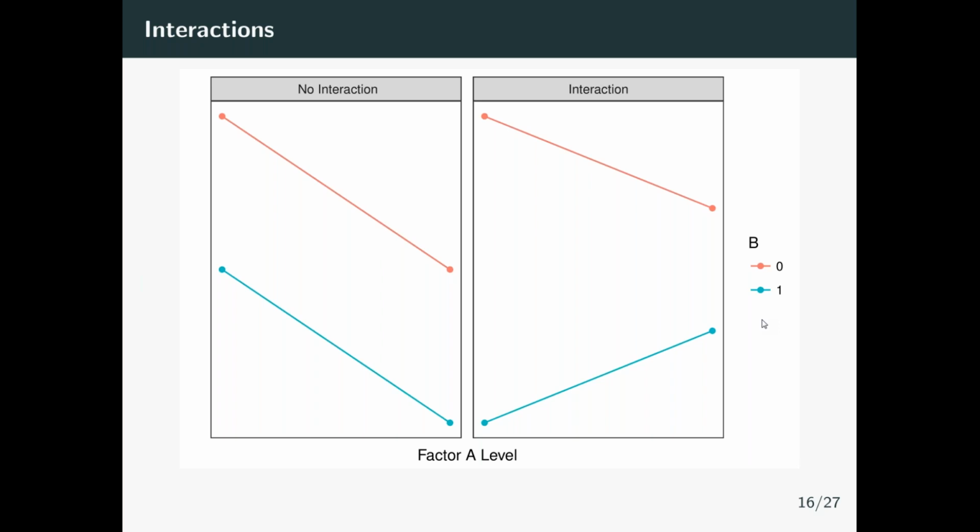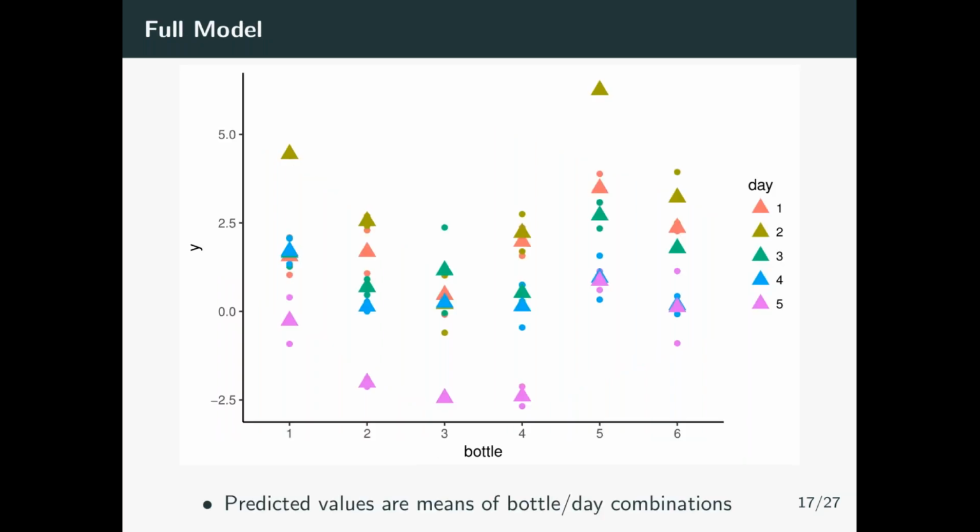In the interaction case, that's not so. For level 0 of the B factor, looking across the levels of A, the mean response decreases across the levels of factor A when B is 0. But for the level 1 of B, as you look across the levels of factor A, the mean response increases. The lines are not parallel anymore, and that's what I mean by an interaction.